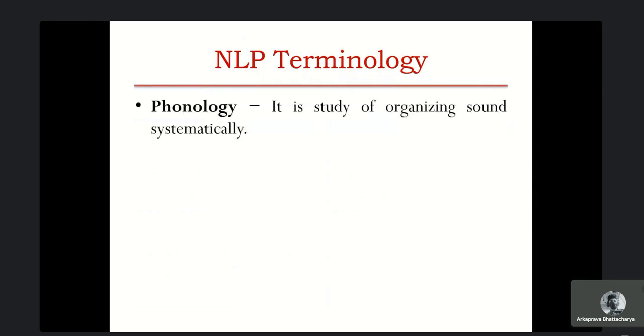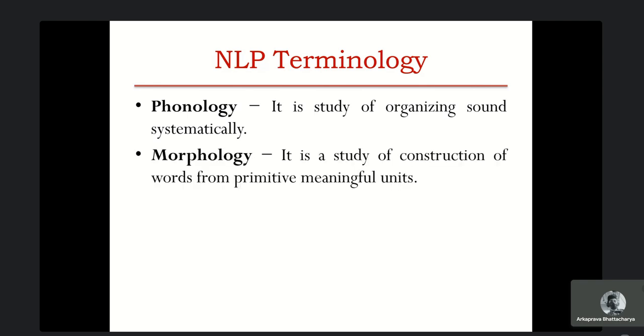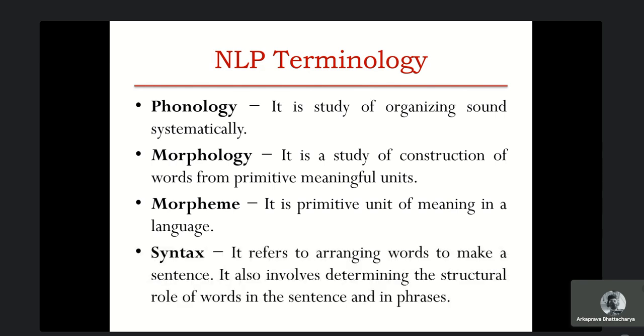These are some of the terminologies which generally come up whenever we are talking about natural language processing. That is phonology, the second one is morphology, third one is morphemes, and syntax. Phonology, as I already said, is the study of organizing the words sequentially. Morphology is the study of construction of words from primitive meaning units. Morphemes are the primitive units of meaning in a language. These are all very important whenever you are dealing with text or speech. Next is syntax. It refers to arranging the words to make a sentence.